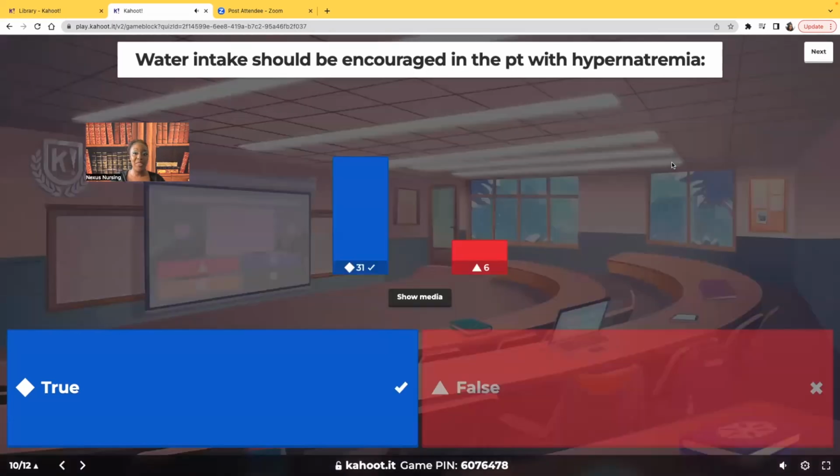Very good. True. They've got all this sodium. We're trying to dilute that sodium. So we're going to encourage the patient to drink fluids. Absolutely true. And guess what? As they drink fluids, they're flushing the kidneys. They're going to urinate more. And what comes out with the urine? The sodium. So that will help bring down the sodium. Very good.